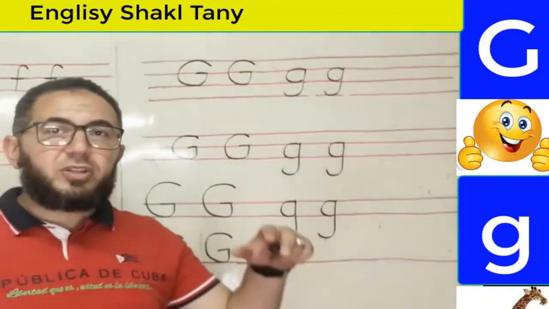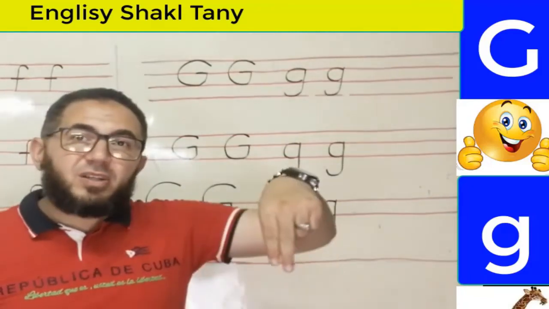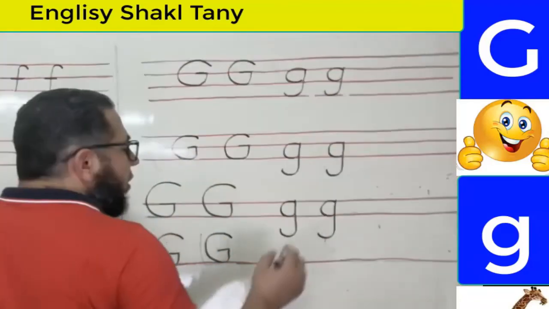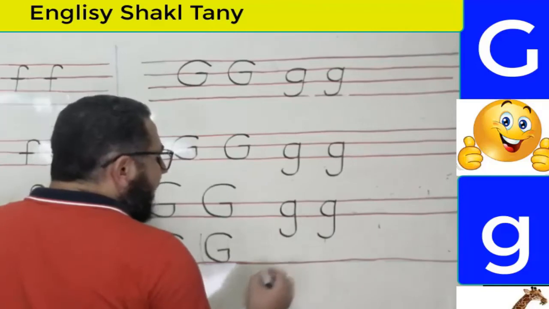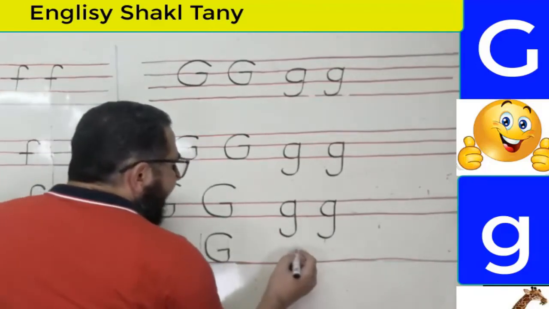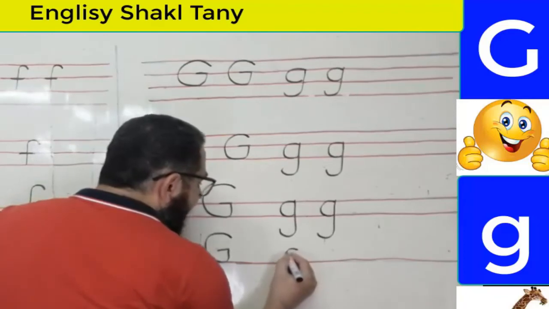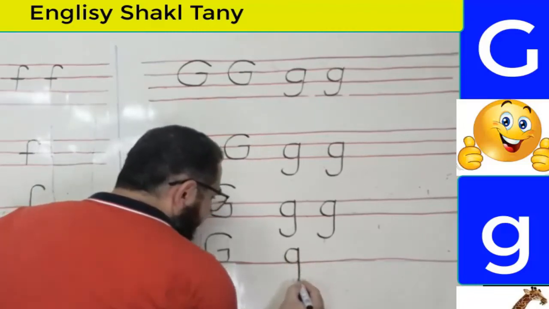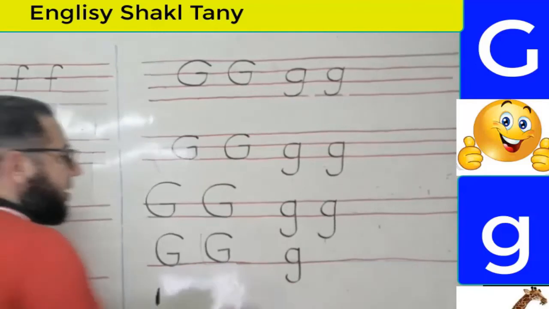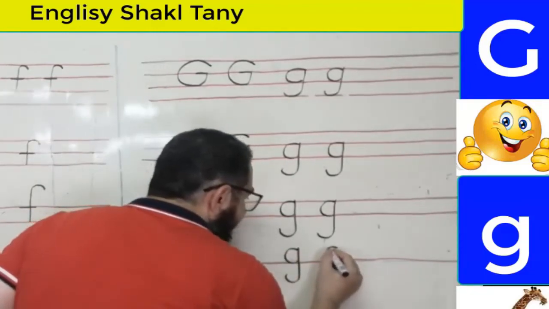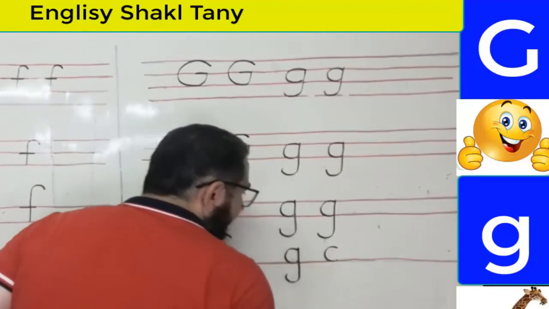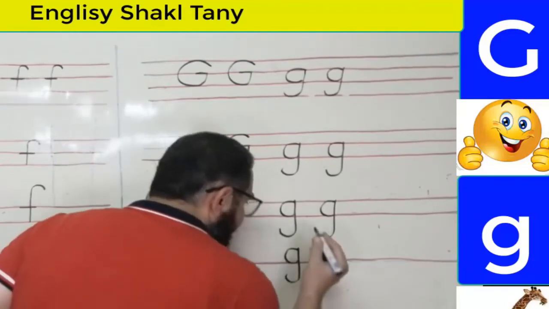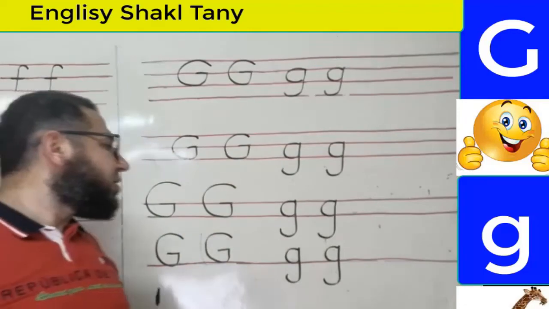So when I write G small on only one line, it must go down under this line. So G small goes down under the line. I must say to my child that I'll make a curved line like that on the line. And then go down the line like that. Again, I'll make a curved line like C on this line, and then go straight down the line, curved at the bottom. It's G small.